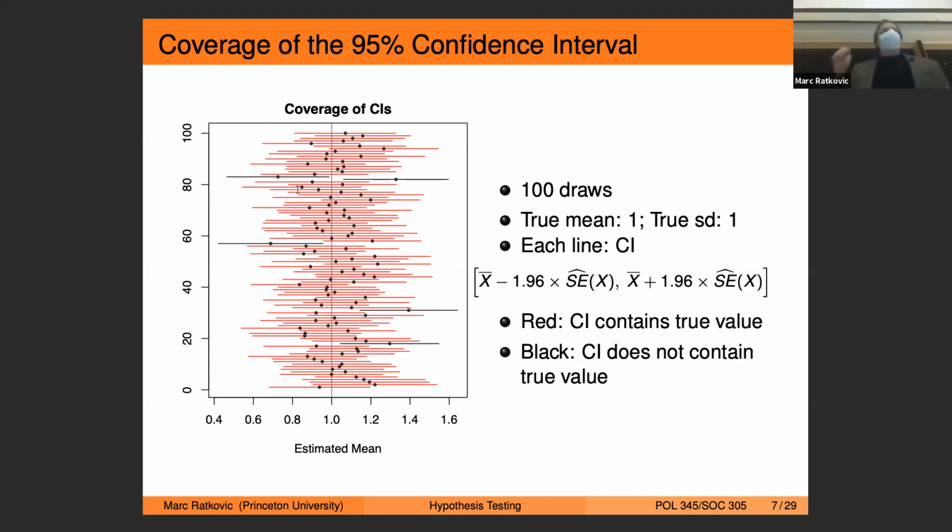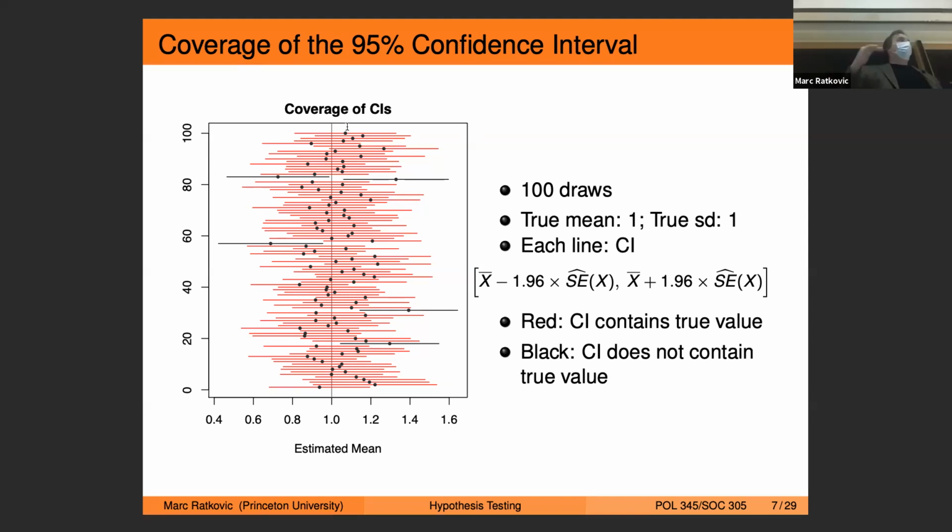Each line represents a sample of 100 observations from that variable. And then I kept the mean and the standard error. Then from the estimate, I did plus or minus 1.96 standard errors, and I asked, how many times did this confidence interval cover the truth? This is a different draw. And luckily, the red lines cover the truth of one, and the gray lines do not cover the true value of one.